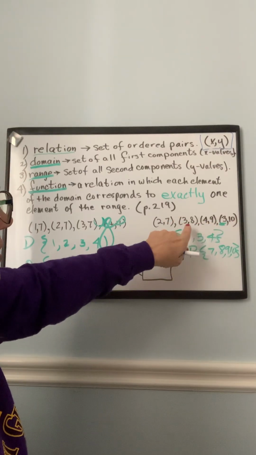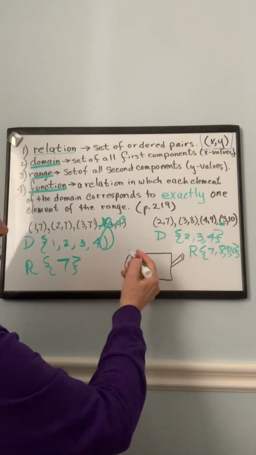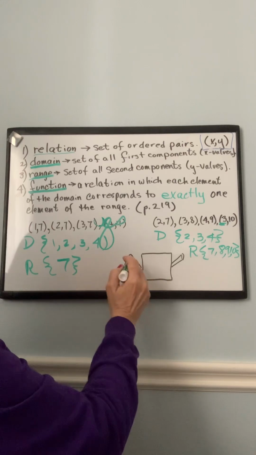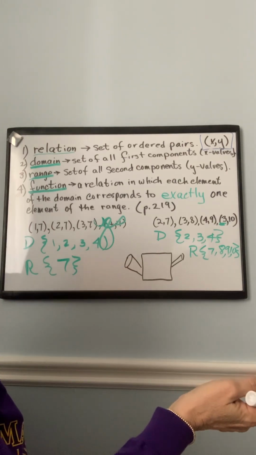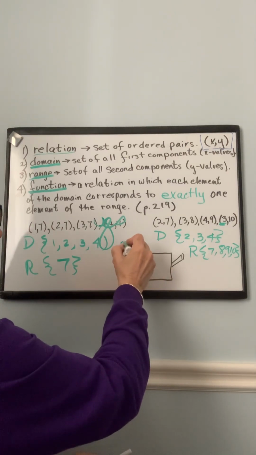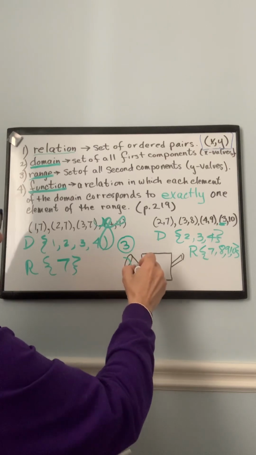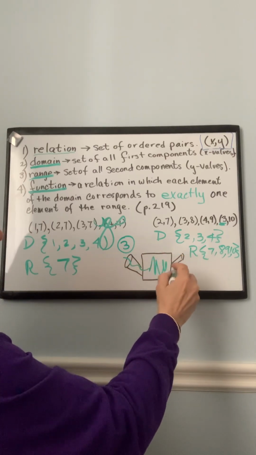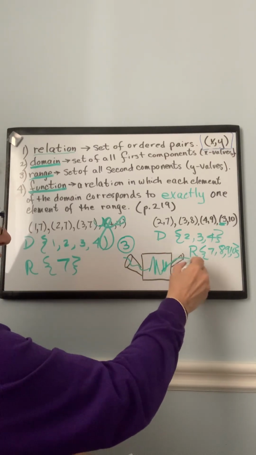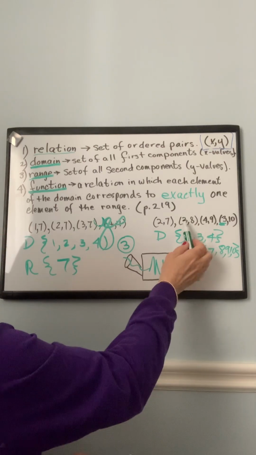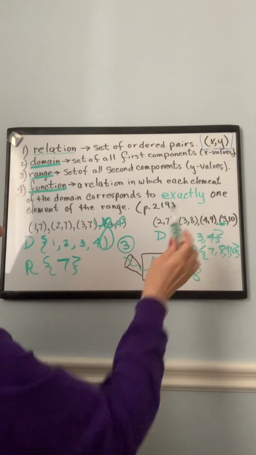Okay, now over here, our domain is 2, 3, 4, 3. So you see the 3 is repeated. And I'm going to put this little machine right here to try to help you get a better idea. Like if you worked at a manufacturing company or something, and you put a 3 into the machine, and it goes in here and does whatever it does, and then out shoots 8. So that would represent this first ordered pair, 3, 8.